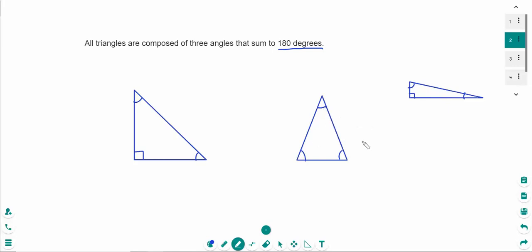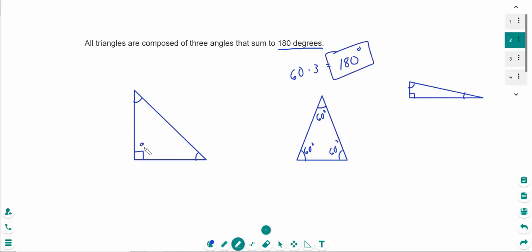But if they're all the same degrees, we're going to have 60 degrees here, 60 degrees here, and 60 degrees here. All right? And if you add those up, I'm just going to say 60 times 3, since there's 3 of them, they sum to 180 degrees. And that is true for every triangle.